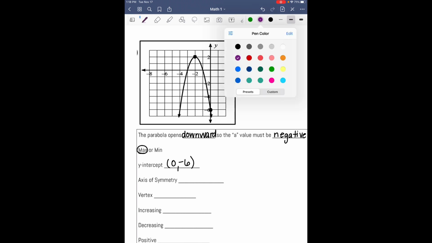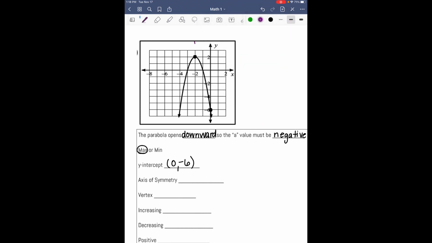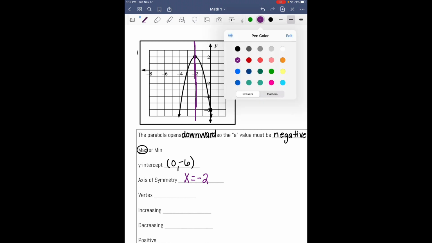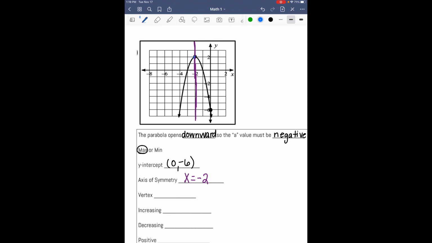And I have an axis of symmetry at the x value of x equals -2 because it crosses the x-axis at -2. Now my vertex is located at the point -2, 2. And just as we talked about in the videos, your axis of symmetry is an x value. That x value should match the x value of your vertex.